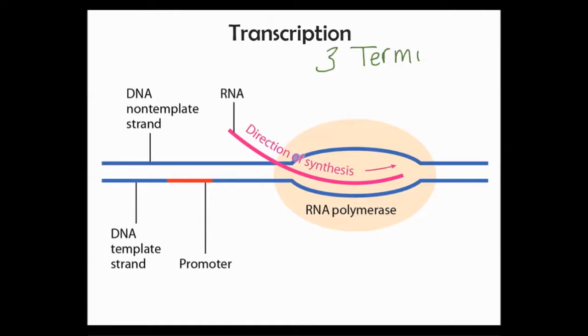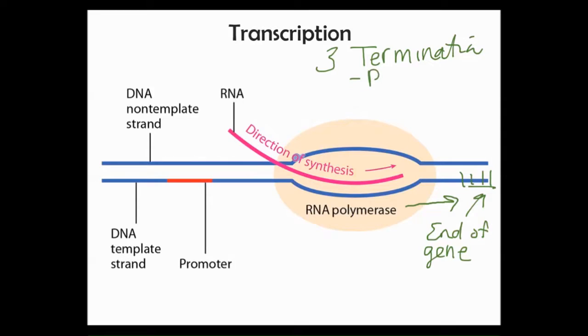The third step is termination. Termination occurs when RNA polymerase, as it's been moving along the template strand, reaches a series of bases on DNA that indicate the end of the gene. And much like our promoter did at the beginning of the gene, this is going to be the signal for RNA polymerase here at the end to detach. So at this point, RNA polymerase detaches from the DNA. And at that point, we have three things that we need to consider where they're headed.